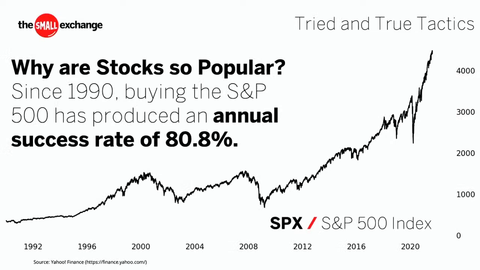So let's get back to this strategy that is so tried and true with just the simple investment in stocks. Since 1990, buying the S&P 500 has produced an annual success rate of 80.8%, which is kind of wild to see given the fact that theory would dictate any market on any given day or any given time frame has a 50-50 odds that it goes higher or goes lower.